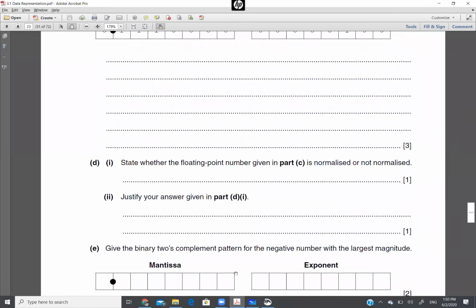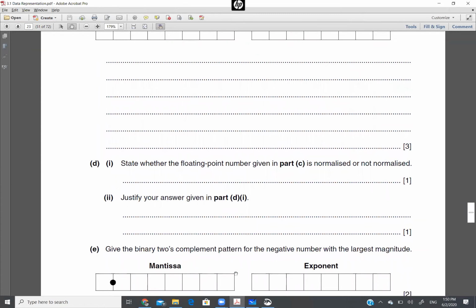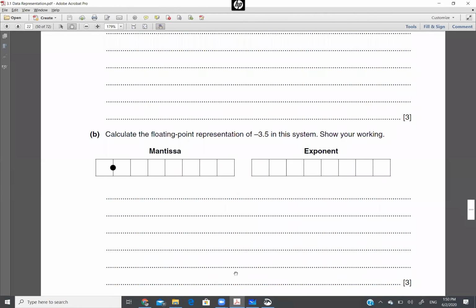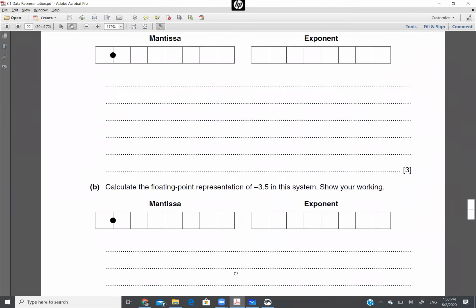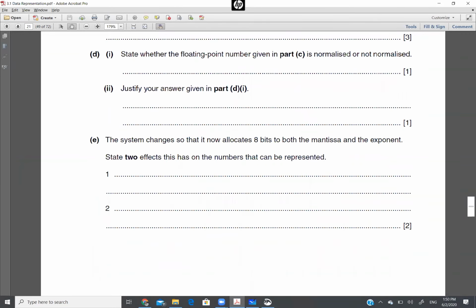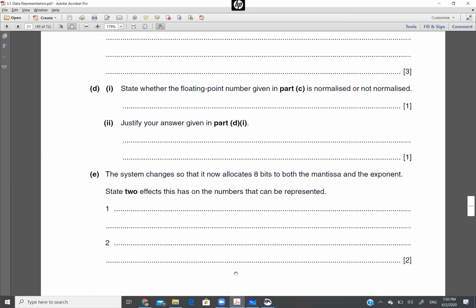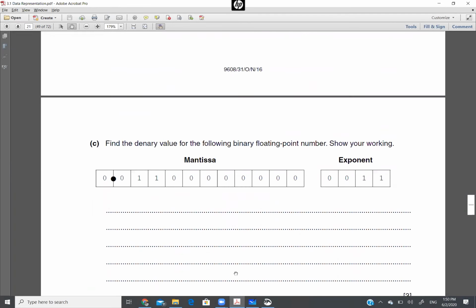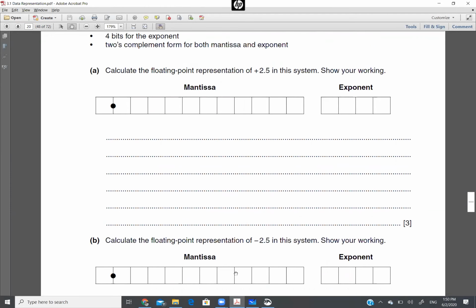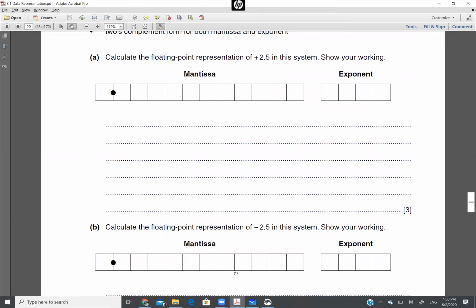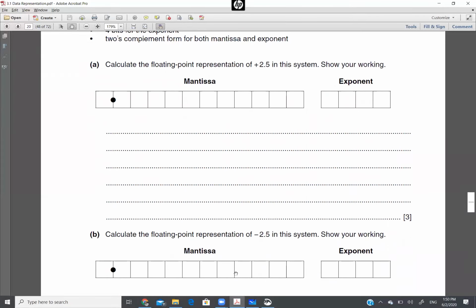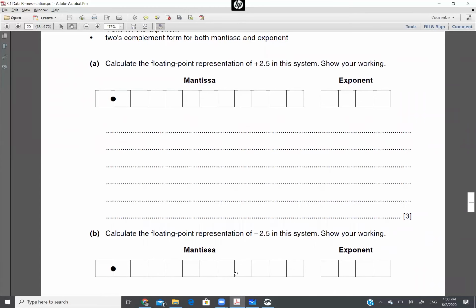State whether the floating point number gives an answer. This is another reason we call it a floating point, because the point floats towards right or towards left, especially during normalization. And in computers, we often call them floating point numbers. Easy one. We need one more question. Yeah, there you go. Try to store this plus 2.5 in mantissa and exponent. It's all over you.